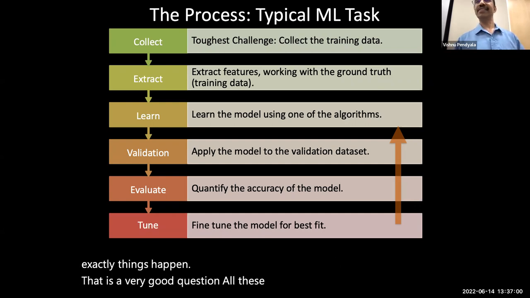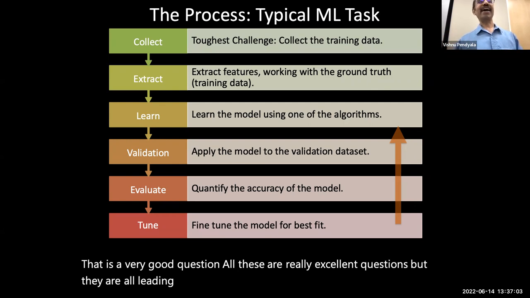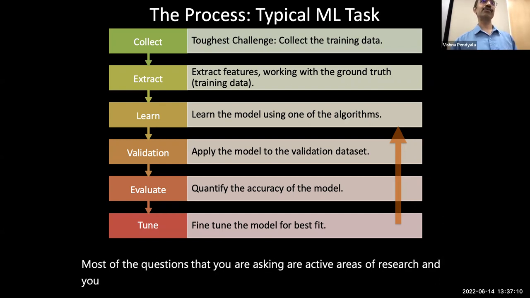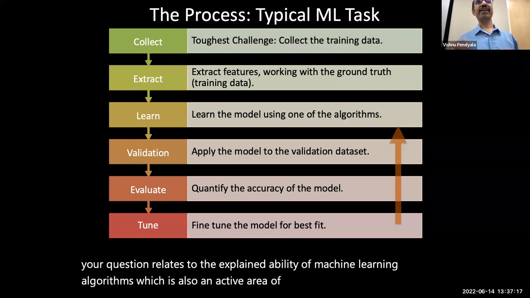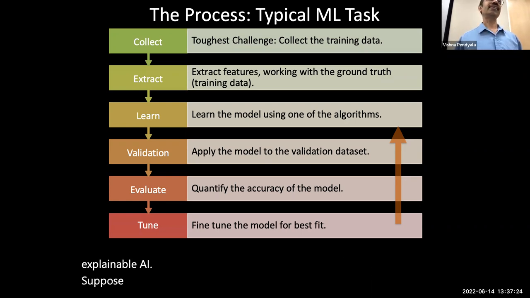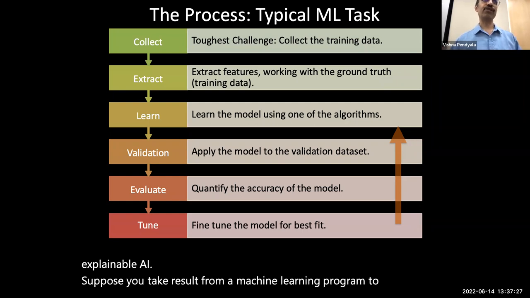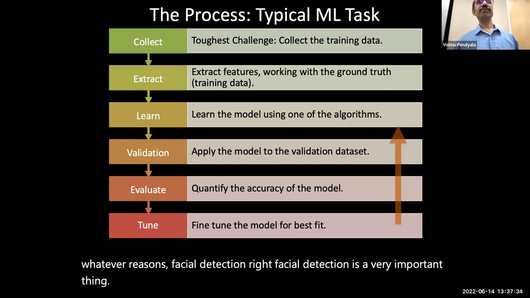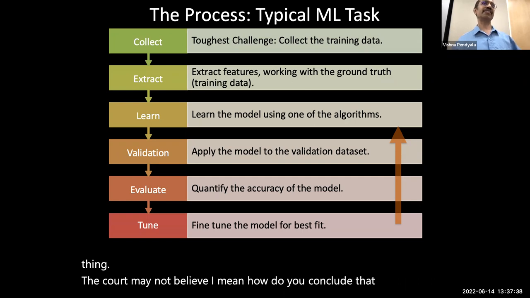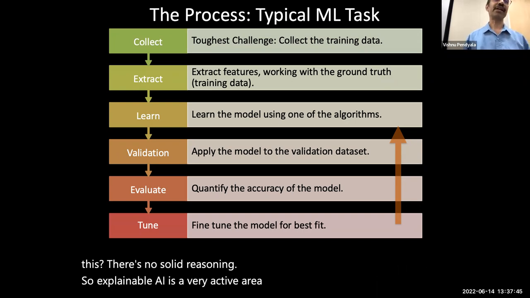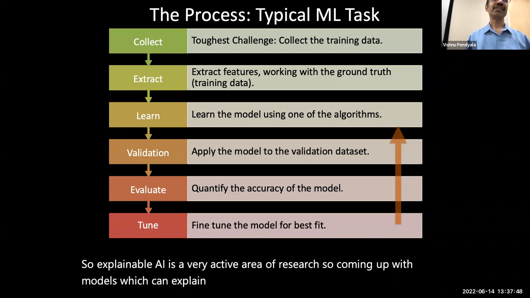All these are really excellent questions, but they are all leading questions, because this is an active area of research. Most of the questions that you're asking are active areas of research. Your question relates to the explainability of machine learning algorithms. People are trying to build explainable AI. Suppose you take a result from a machine learning program to court, for example facial detection. The court may not believe it. How do you conclude that this person is this? There's no solid reasoning. So coming up with models which can explain themselves is an active area of research.